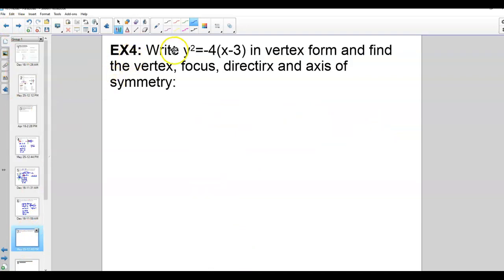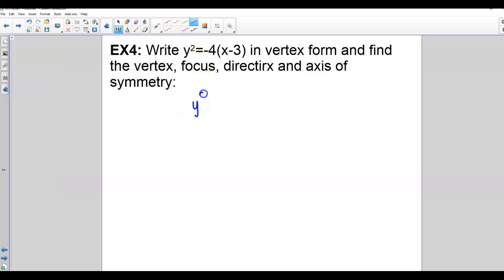Okay. For example 4, I've got y squared equals negative 4 times x minus 3. And I'm supposed to write this in vertex form and find the vertex, focus, directrix, and axis of symmetry. So I've got y squared equals negative 4 times x minus 3. This one seems like it's already a y equals, but that's not the case. My y is the one squared here, so I need to solve this for x.